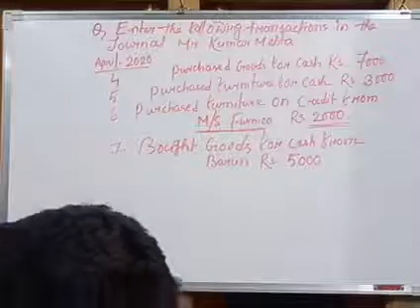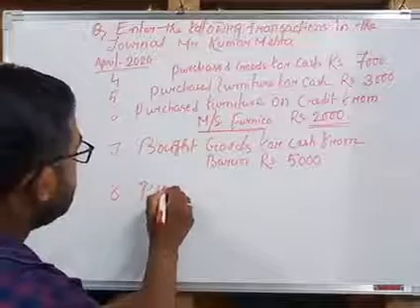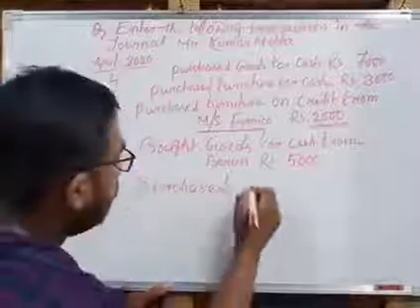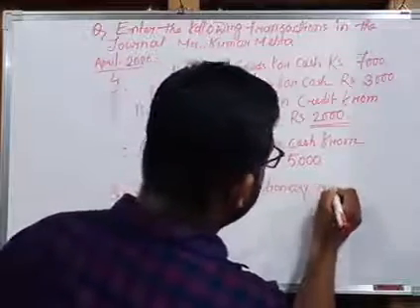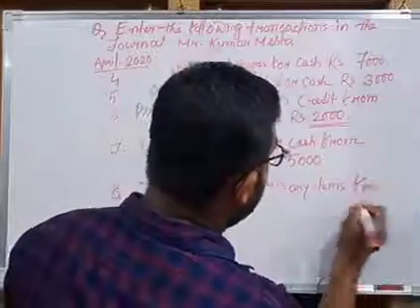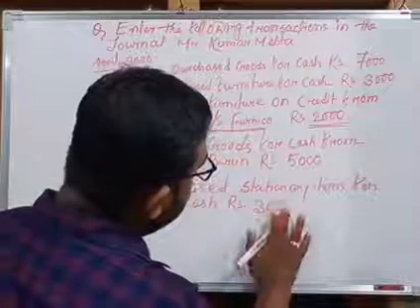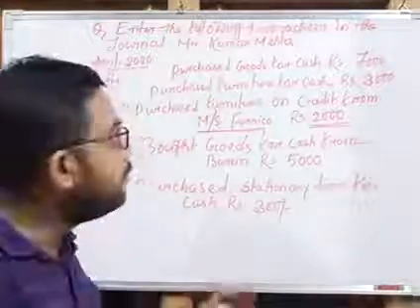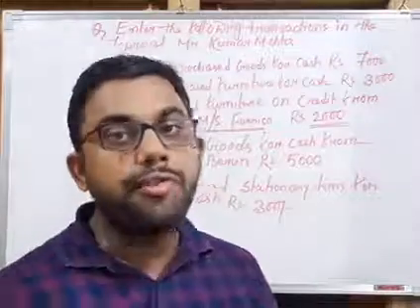Next, purchased stationery items for cash, rupees 300. So these are the 5 transactions that are given in our book, and we have to record these transactions in our books of account, the first book of account, that is the journal.